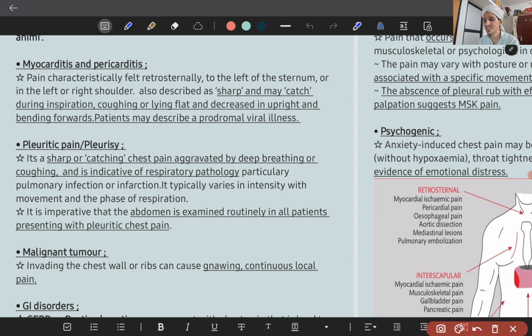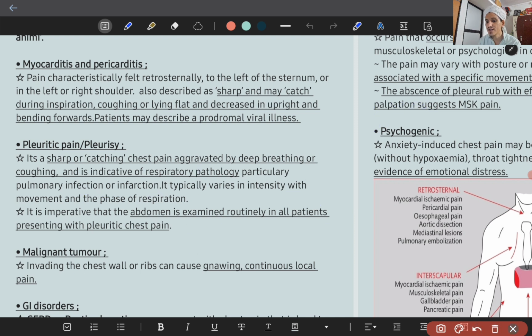So it is a sharp or catching chest pain aggravated by deep breathing or coughing, and it is indicative of respiratory pathology, particularly infection or infarction, and also in pneumothorax. In pneumothorax, when there is sudden accumulation of air in the pleural cavity, there also you can see pleuritic chest pain on the lateral side of the chest. Remember, this pleuritic chest pain is on the lateral side of the chest, and myocarditis and pericarditis is mainly on the central part of the chest, but sometimes it can also present at the lateral side of the chest.